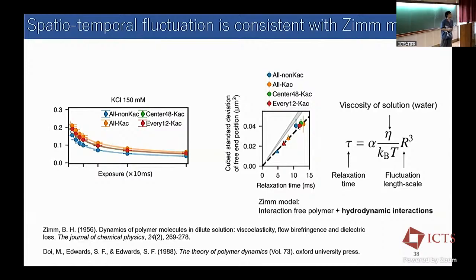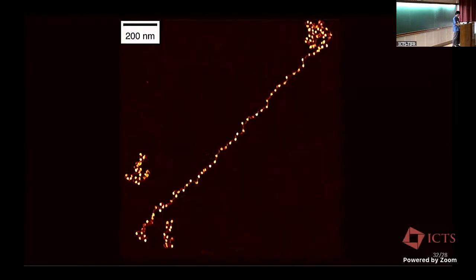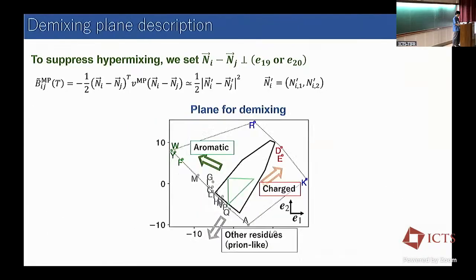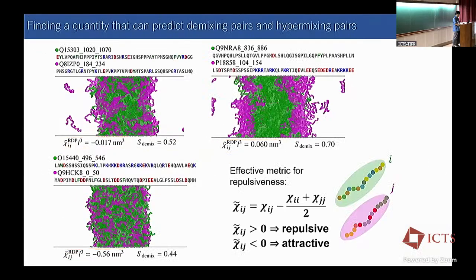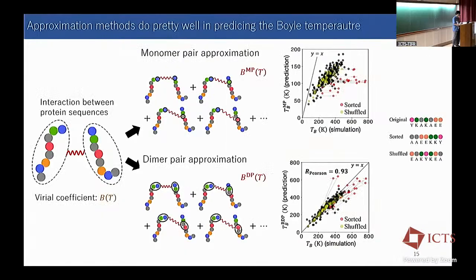Oh, yes. Shuffling was random. So what was the point that you were trying to make in that plot? I think you were trying to claim why dimer interaction will help you to compute. So here, why are the points of all sorted and shuffled lying together in the dimer pair approximation? Can you talk about it a bit?